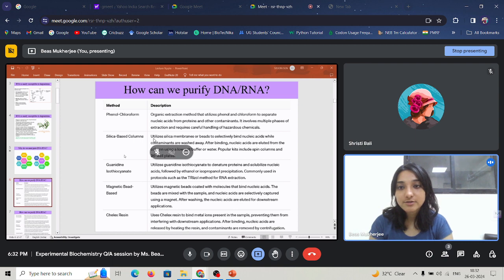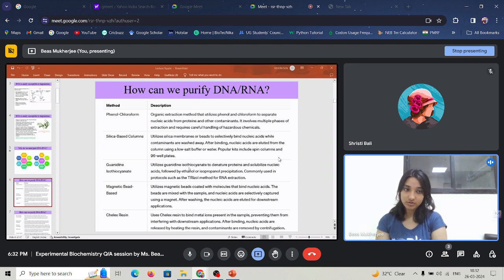Okay, so let's look at this. Using silica membranes or beads to selectively bind nucleic acid while contaminants are washed away. After binding, the nucleic acids are eluted from the column using low salt buffer or water. Okay, so popular kits include spin columns and 96 well plates.